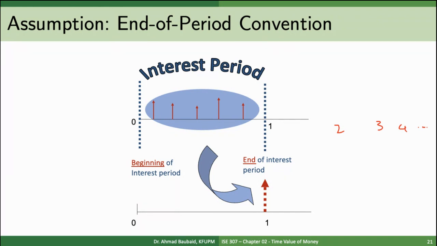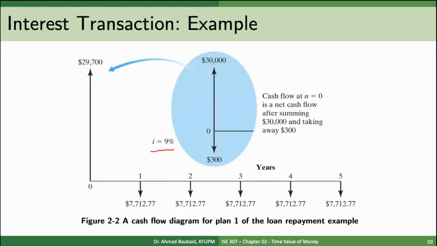However, the convention that we're going to follow is to assume that all the cash flows that happen inside a period happen at the end of the interest period. So we're going to take all of these and sum them, and then put one arrow at the end of the period, which is what we saw here. It's always one arrow. We're going to assume that everything that happens between, let's say, 0 and 1 is actually happening at the end.